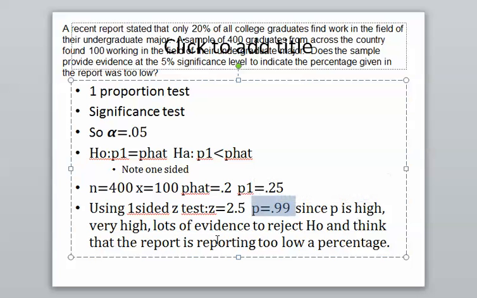Since this p is high, matter of fact, it's very high, there's lots of evidence to reject the H0 and think that the report is reporting too low a percentage. Okay? So we're rejecting the H0 and saying that it's probably a much higher percentage than what the report is reporting.